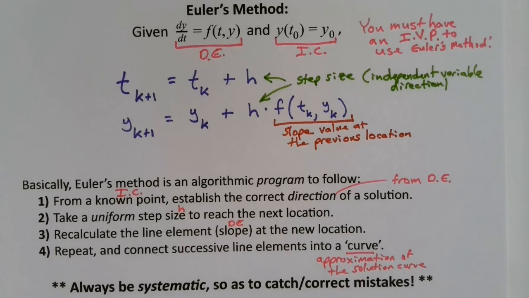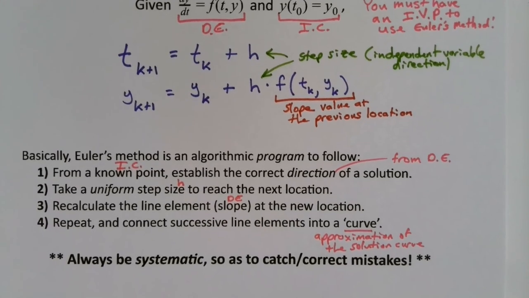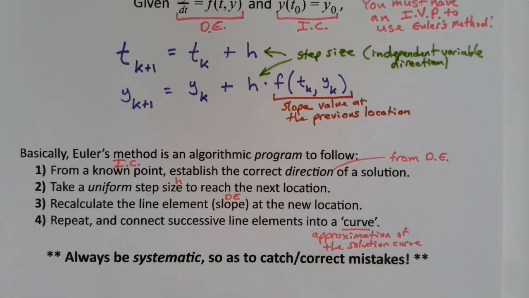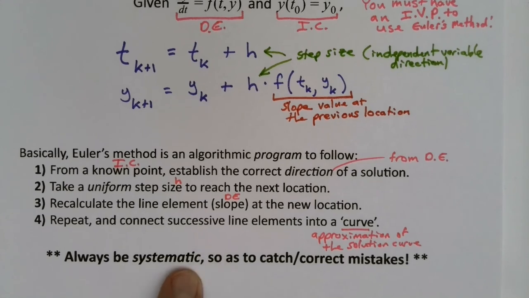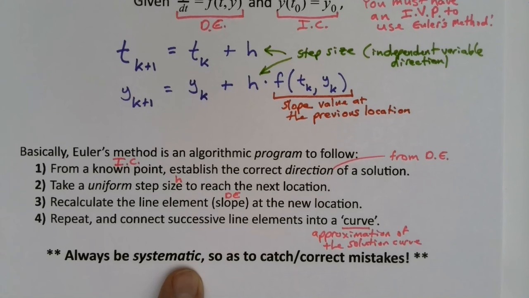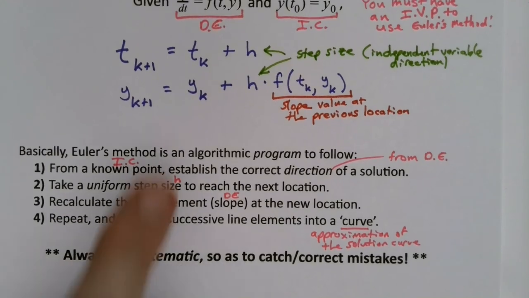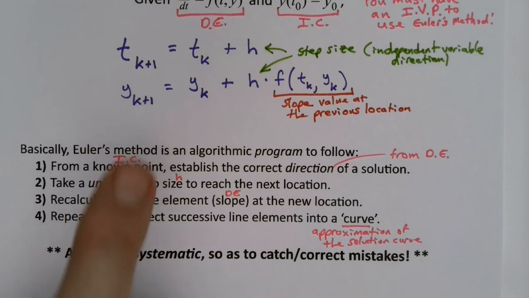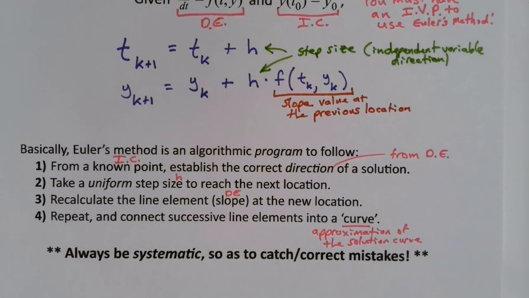And so the last little bit on this page just reminds you, be systematic, right? This is a program. This is a computer program. So try to be as algorithmic and systematic as possible. And that's the best way to catch your mistakes. That means write things out, label things, fill in tables, read the tables that Maple gives you carefully and slowly to make sure that you're doing it right.